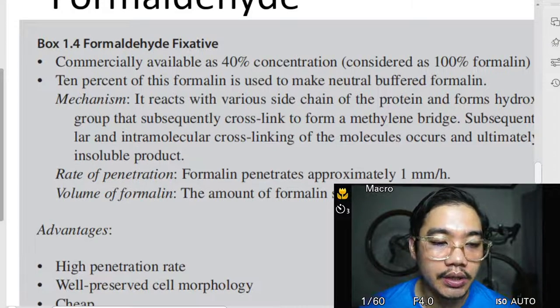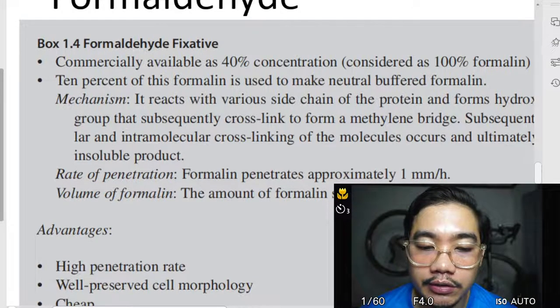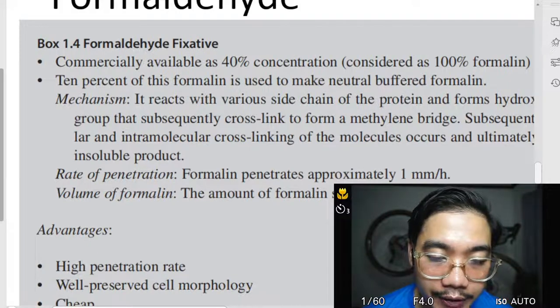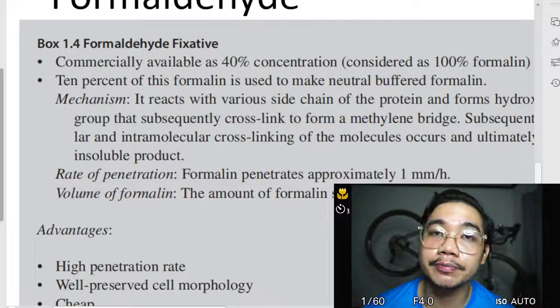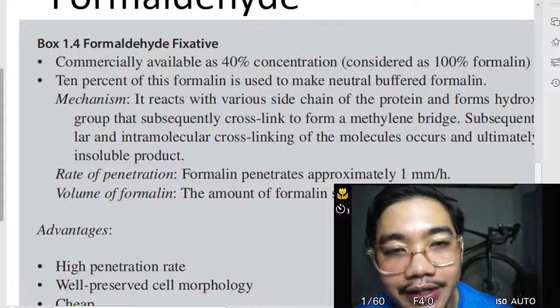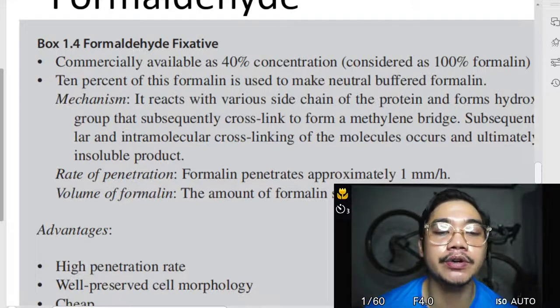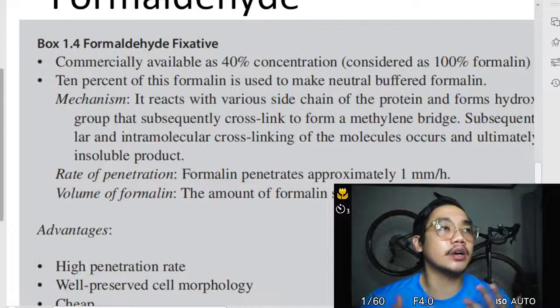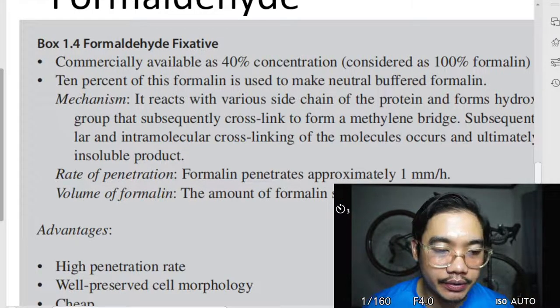So, 10% of this formalin is used to make neutral buffered formalin. So, out of katong 40% formaldehyde solution, which is your 100% formalin, 10% will be taken to make your neutral buffered formalin, which is our routine formalin, no?